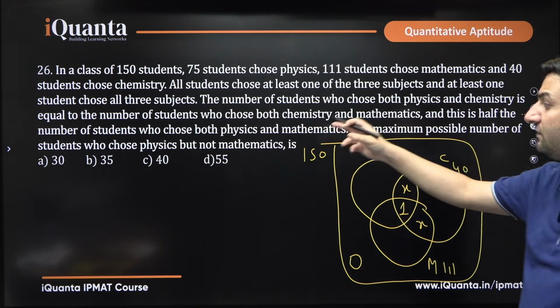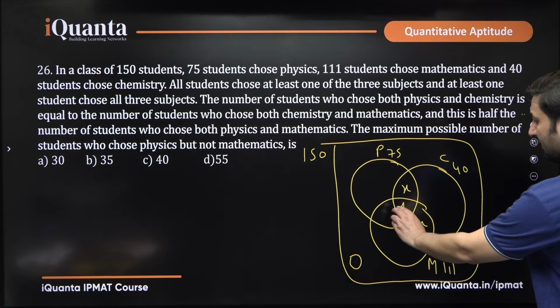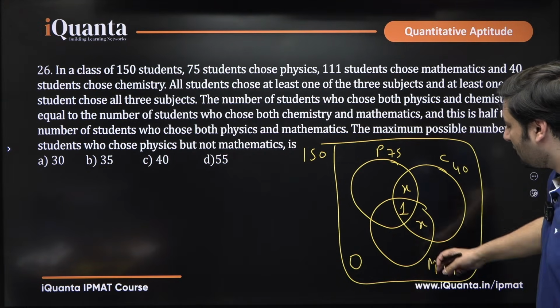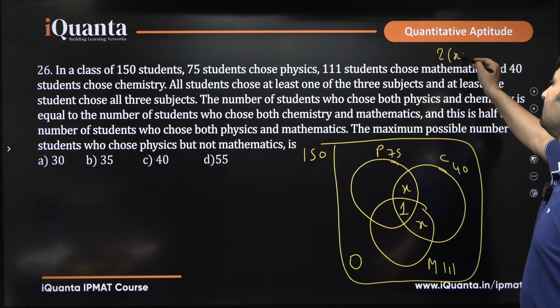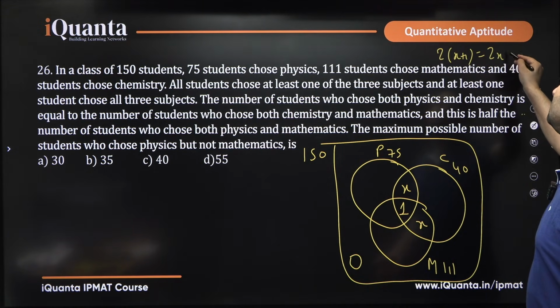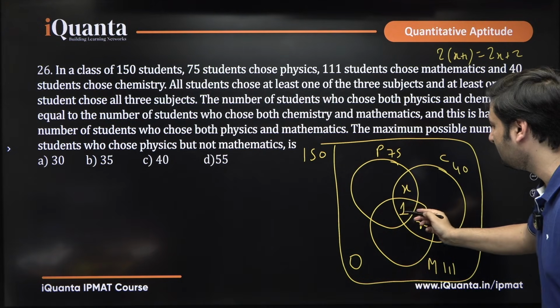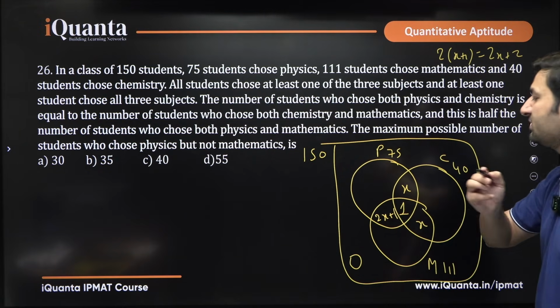This is half the number of students who choose both physics and mathematics. Physics and mathematics is this entire region, physics plus mathematics. So, double of x plus 1, what is double of x plus 1? That is 2x plus 2. So, the total region of physics and mathematics should be 2x plus 2. This is 1 already. So, this will be 2x plus 1. Then only this becomes 2x plus 2.